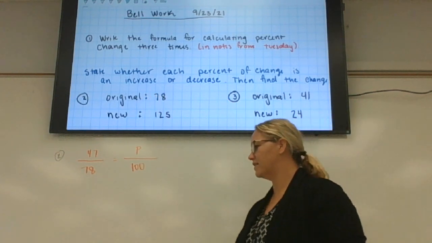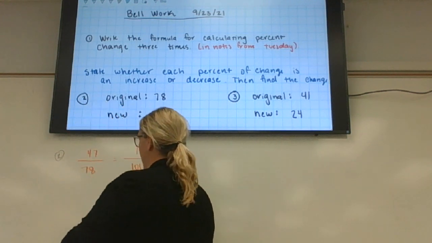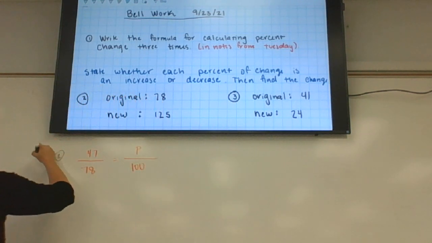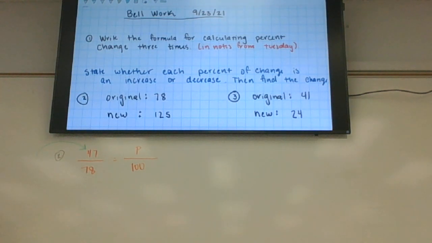Where did the 47 come from, Libby? I did 125 minus 78. So you find the difference. The amount of change is the difference between the two values. So there's like an implied subtraction there. It's the difference between the new and the original. And we always do positive, so you can just do the bigger number minus the smaller number.